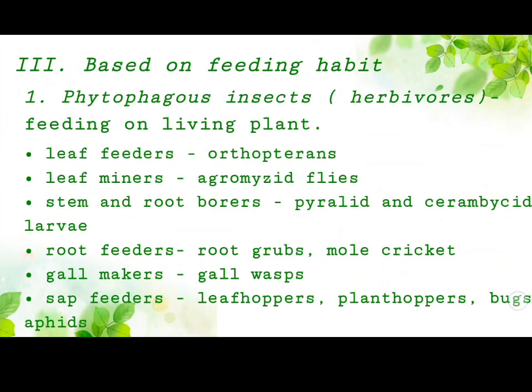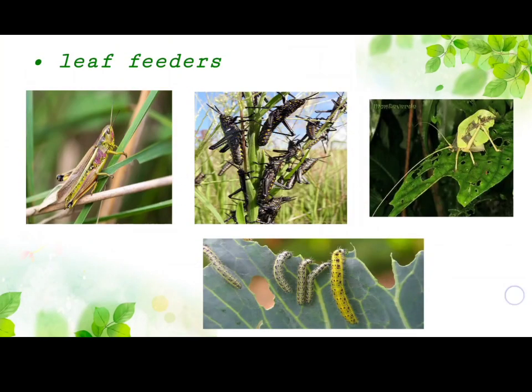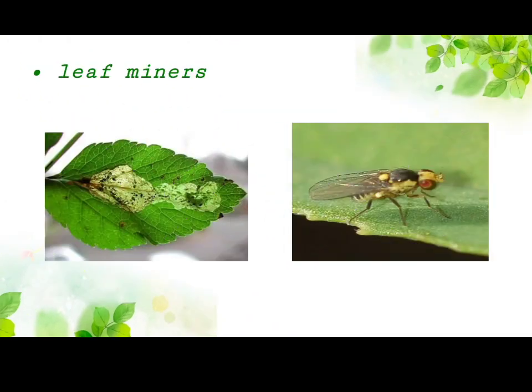Based on feeding habit. Number 1. Phytophagous insects or herbivores. They feed on living plants. Examples are leaf feeders, the orthopterans like grasshopper, locust, katydids, and the larvae of Lepidoptera like butterfly and moths. Leaf miners. We have agromyzid flies. The Agromyzidae are a family commonly referred to as the leaf miner flies, a worldwide family of roughly 2,500 species. They are small, with a wing length of 1 mm, and the maximum size is 6.5 mm.